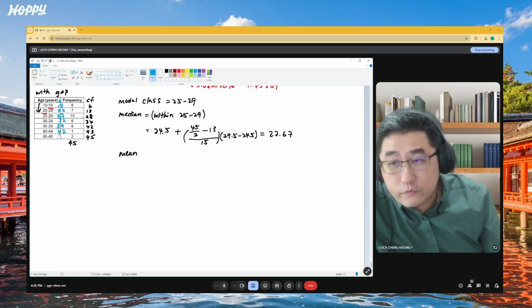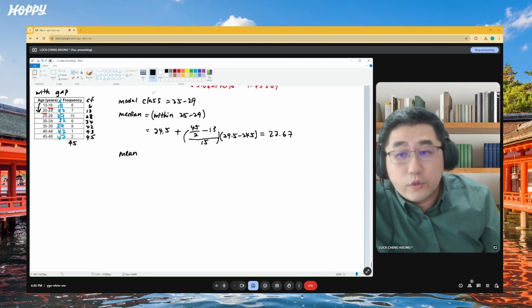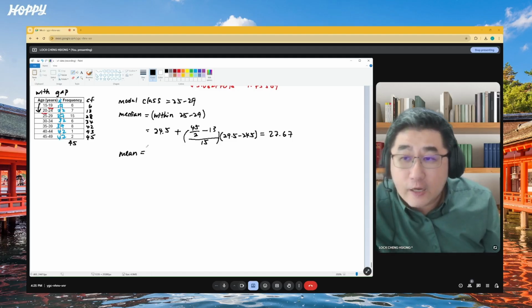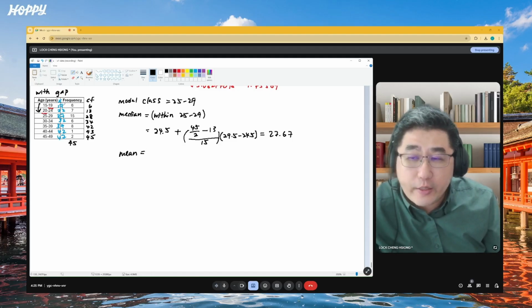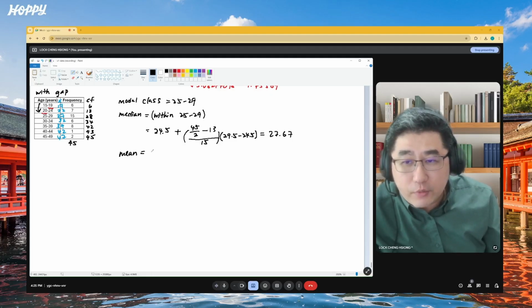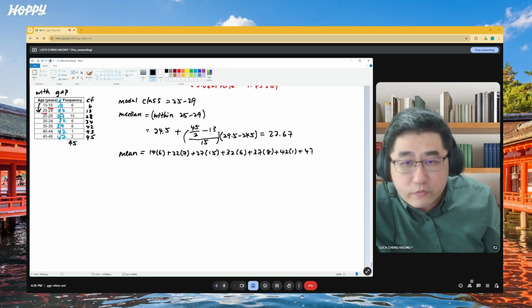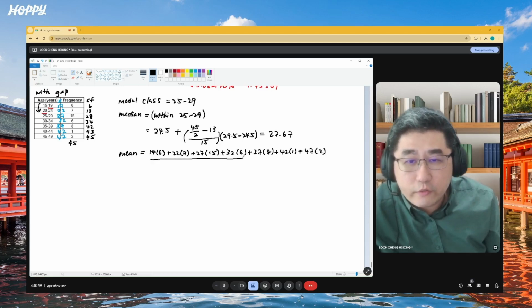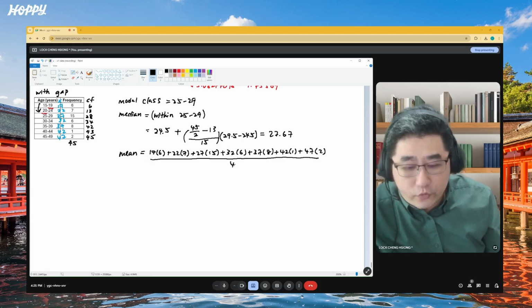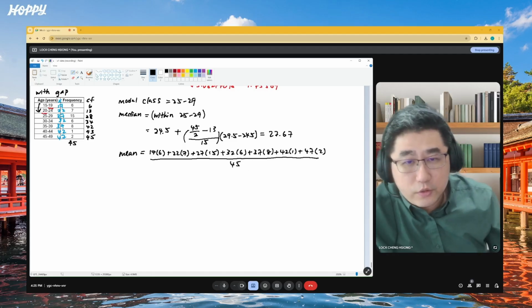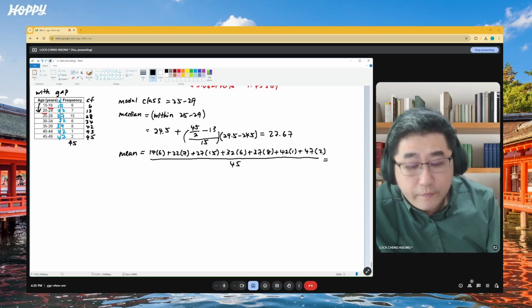I have 47. So for the mean, I need to calculate the frequency times the midpoint, and sum them. So 17 with the 6 plus 22 with the 7 plus 27 with 15 plus 32 with 6 plus 37 with 8 plus 42 with 1 plus 47 with 2, then divided by 45. Let's see what number we can get.